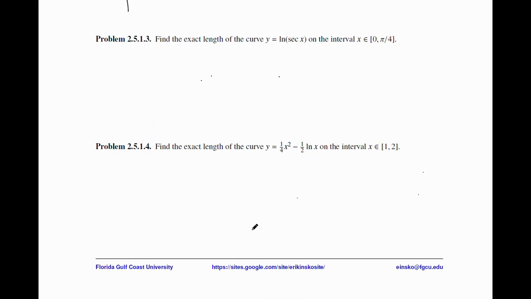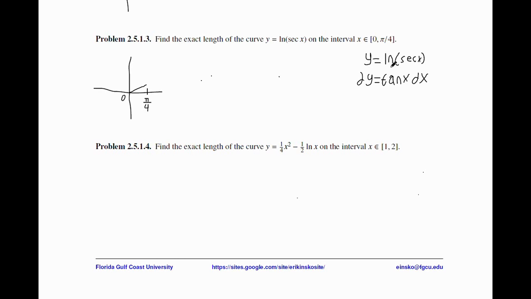Find the exact length of the curve y equals ln secant of x on the interval x from 0 to pi over 4. So now we're getting into trig, and like usual, we should probably find the graph for this, and it should look something like that. Excuse my poor handwriting. This tablet is awful. Anyway, like all the rest of the problems, we need to take y equals ln secant of x and solve for the derivative.